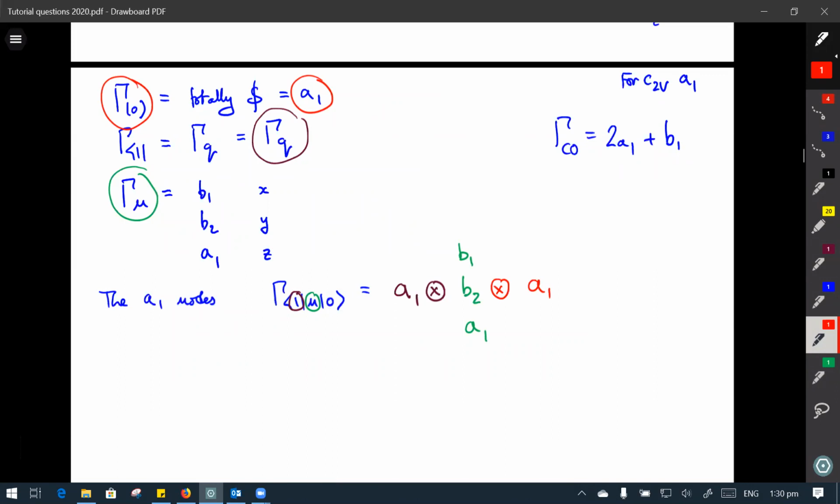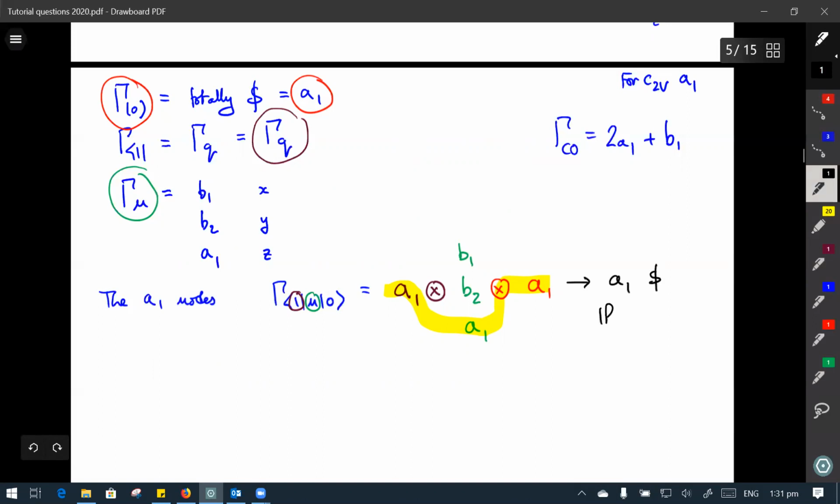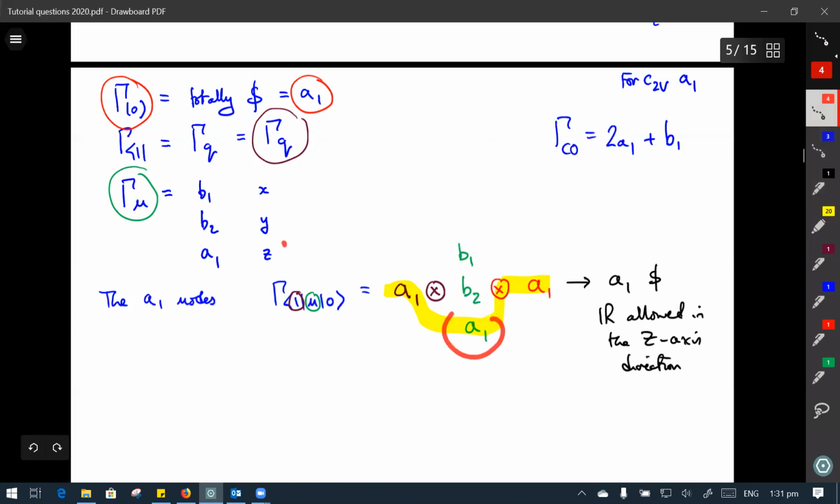Now, we kind of know the answer to this. The only way that you can get the thing to be totally symmetric is to multiply A1 by A1 by A1. You can write, quite reasonably, that this leads to A1 symmetry. So it's IR allowed in the Z-axis direction, and you know that because it's the Z-axis. That allows this integral to be non-zero. That's kind of the key issue there.